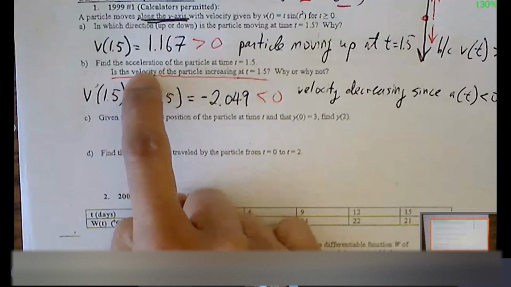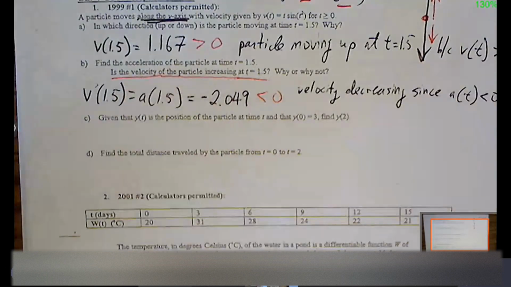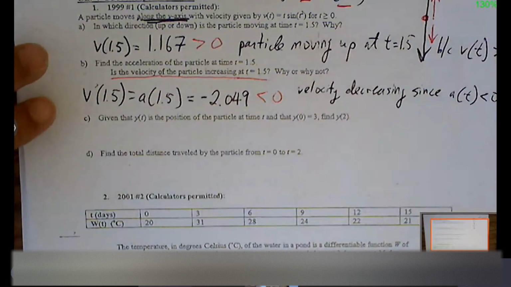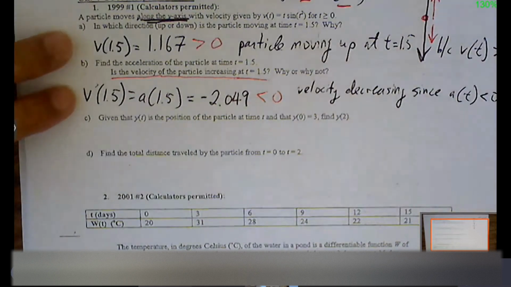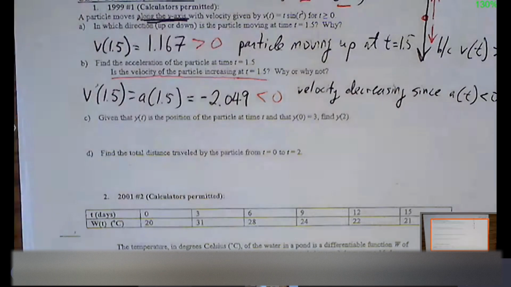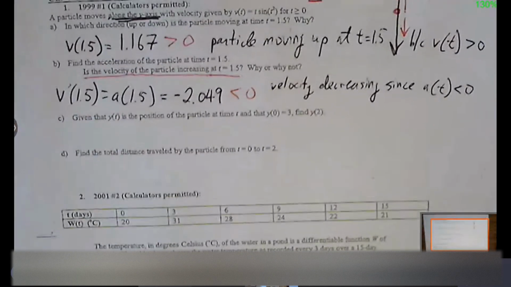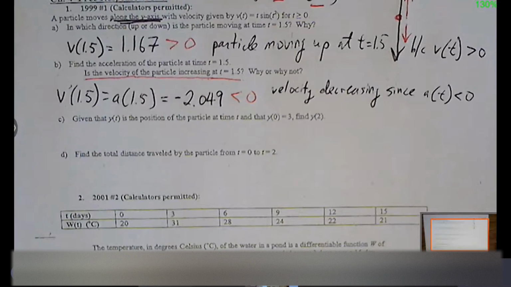So what if I had changed this problem here? What if I had said, is the speed of the particle increasing at t equals 1.5? How would you answer that? And that's a different sense. Yep. So now we can look at both our results that we pulled up. Velocity is positive, acceleration is negative, opposite signs, speed is decreasing. Okay, so those are the reasonings. Any questions with that? Good.